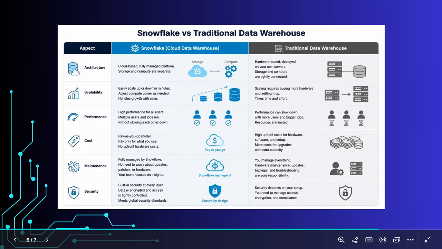So when you look at this full comparison across architecture, scalability, performance, cost, maintenance, and security, it's very clear that Snowflake isn't just a newer version of what we had before. It's a completely different, modern approach to how data platforms should be built and operated.